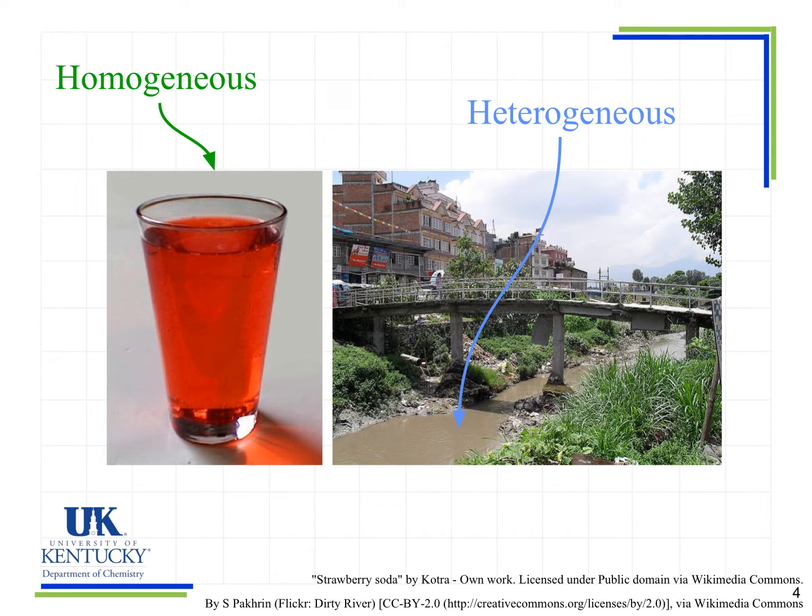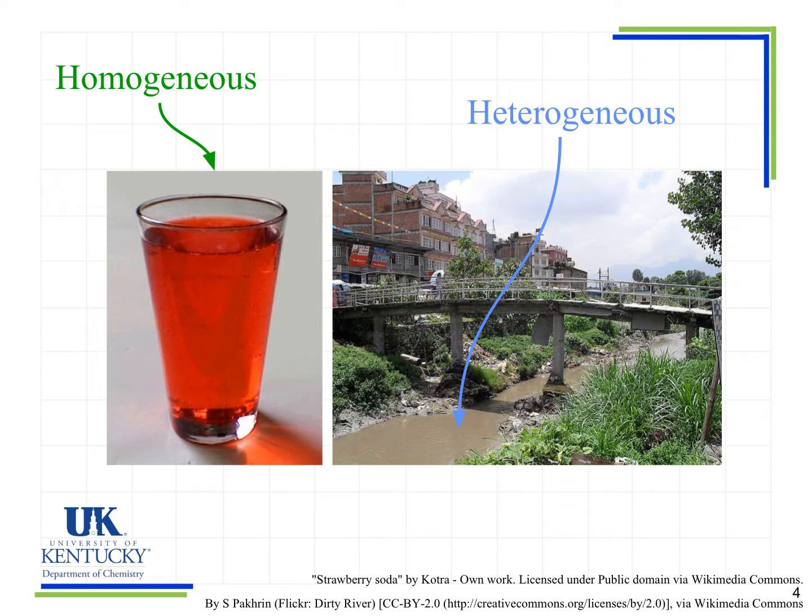Now that we know what a mixture is, we need to classify it as homogeneous or heterogeneous. Think about the prefix here. What does the prefix homo mean? It means the same, so a mixture that is homogeneous is the same throughout. What about hetero? Hetero means different, so we see different throughout.